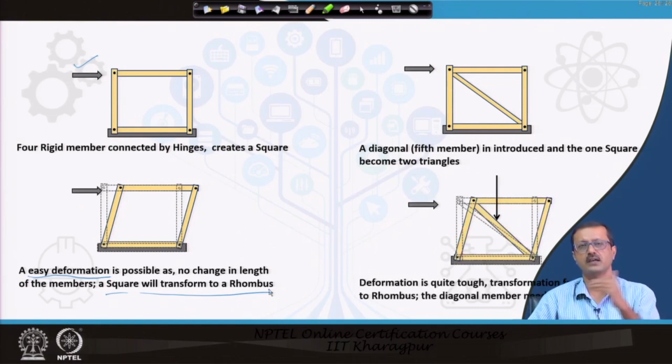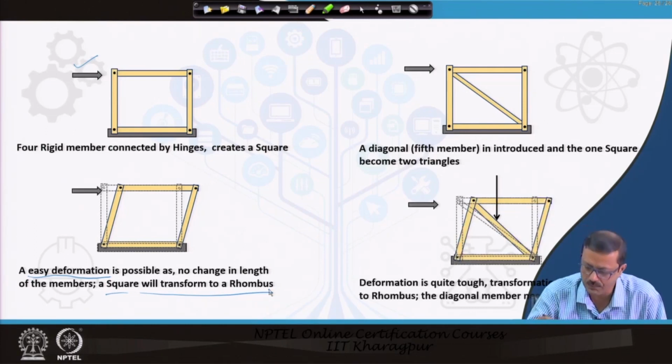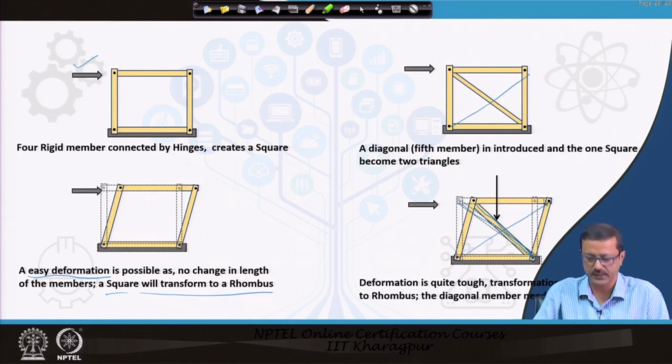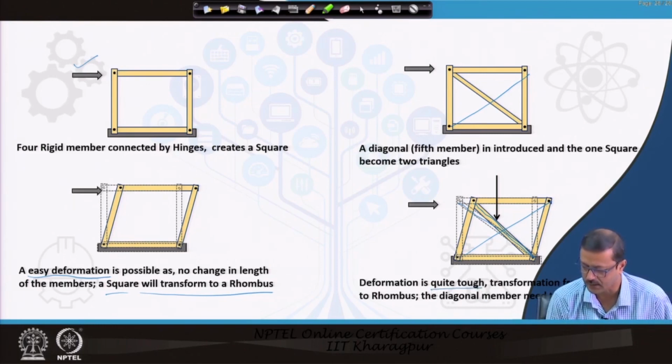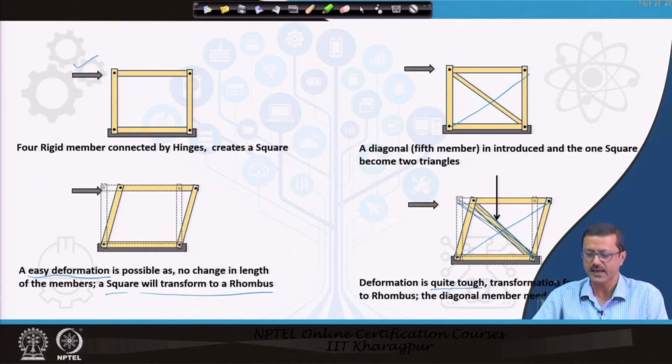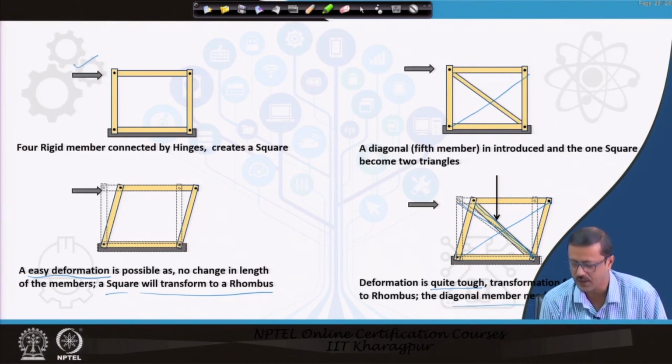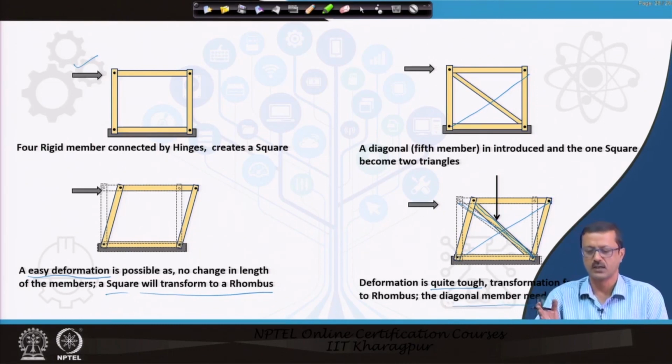Because if you want to make a deformation, this diagonal member has to be shortened. You see, this diagonal member of a square will be shorter in the case of a rhombus, or if you have put it the other way, it has to be elongated. So, it is quite tough. I have written here, the transformation from square to rhombus is quite tough, and the diagonal member needs to be shortened, or sometimes elongated if I place the diagonal the other way around.